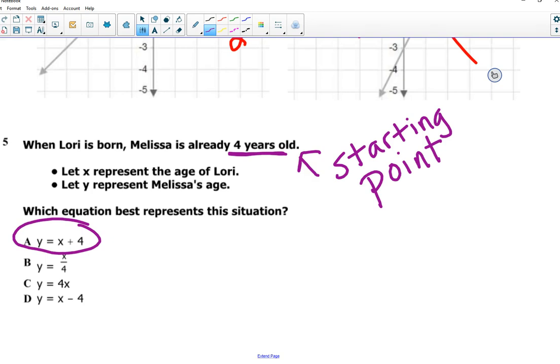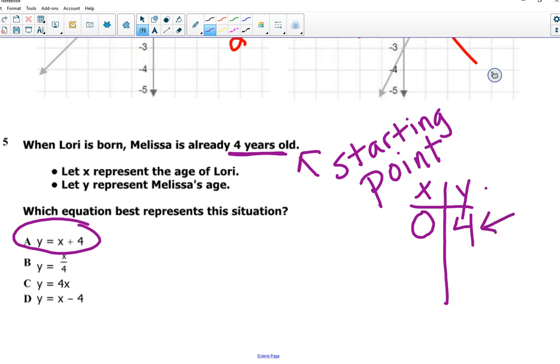Now, sometimes it's not that easy to figure it out from the words. Do you guys know what we can do if the words are kind of confusing? We can make a what? Make a table. A table will be easier. So if we make a table, X is the age of Lori and Y is the age of Melissa. When Lori is 0, when she's first born, how old is Melissa? 4. You see that? And that's our y-intercept.